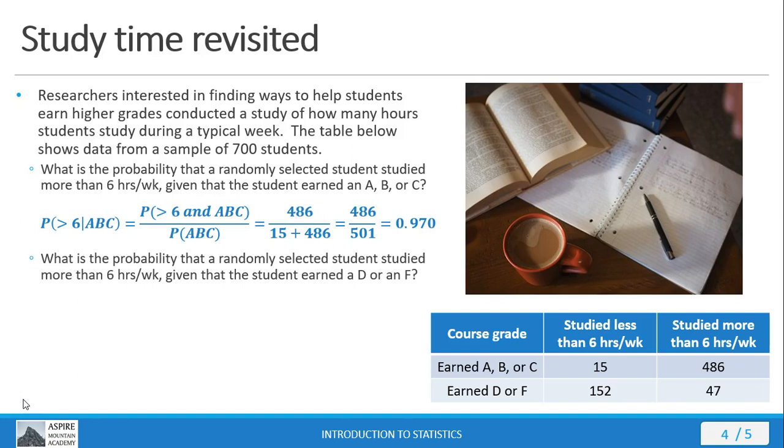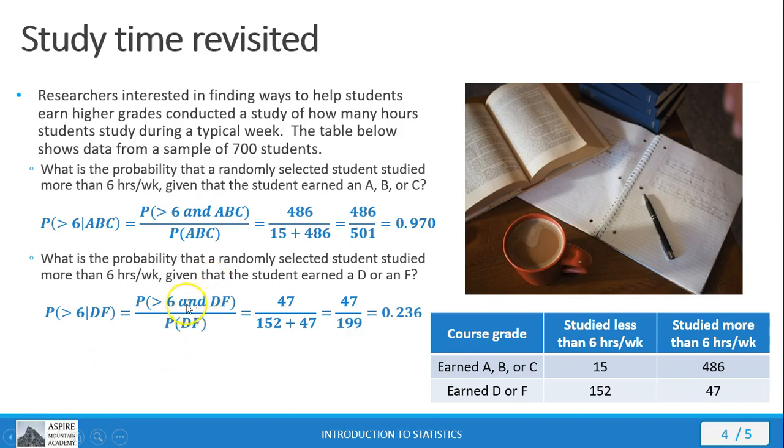Now, what is the probability that a randomly selected student studied more than 6 hours per week, given that the student earned a D or an F? Again, pause the video, work the problem, come back, we'll see how well you did. Okay, let's check this out. So the probability that a student studies more than 6 hours per week, given that that same student earned a D or an F, is given here. So we've got the probability of both of those elements together divided by the probability of the second element. Again, I'm working with just the parts, and you can see that here. Divide through, and we get 23.6%.